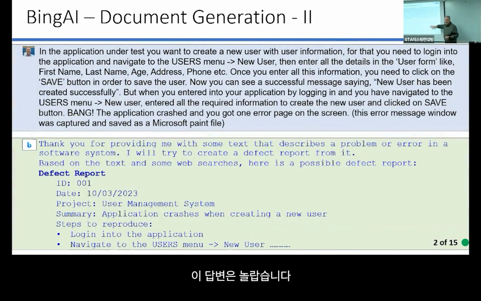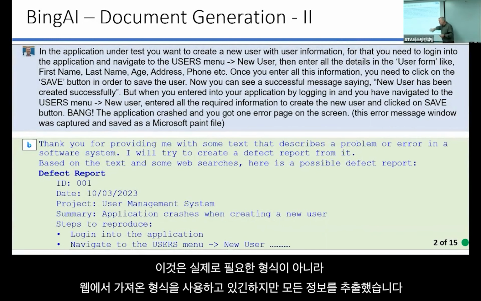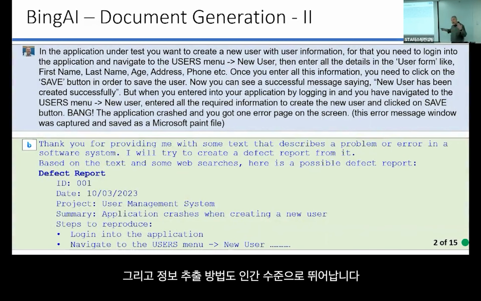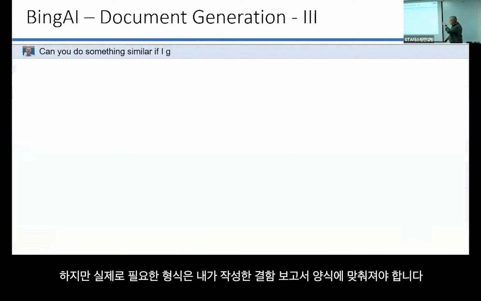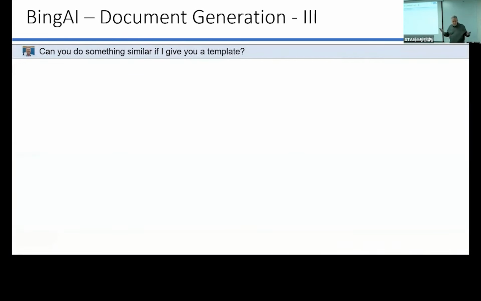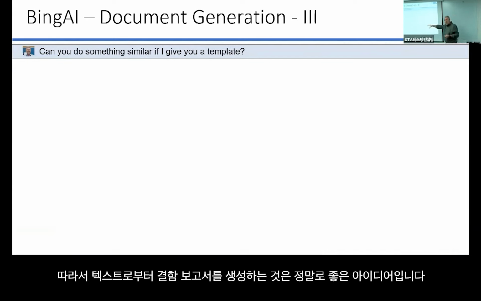This is brilliant. This is saving me so much time. It's not actually in the format I need, because it's just used some format off of the web, but it's actually extracted all the information, and the way it's extracted the information is brilliant. Just as good as a human, as far as I can tell, anyway. So generating defect reports from text is really great, but of course I don't actually want it in that format.